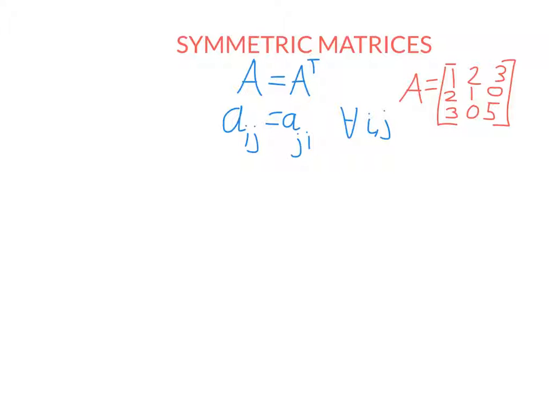So this matrix on screen, A, is an example of a symmetric matrix. It is equal to its transpose. When we're talking about a matrix and its transpose being equal, they must be the same size, and so we're necessarily talking about square matrices. A symmetric matrix has to be a square matrix.